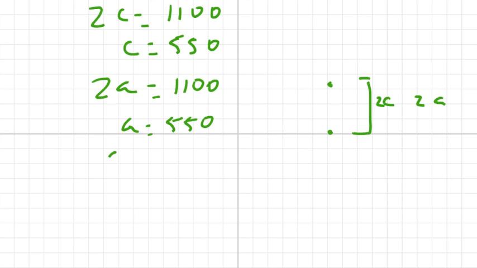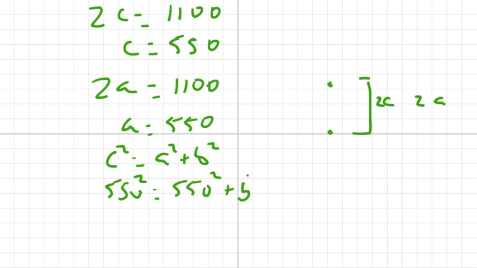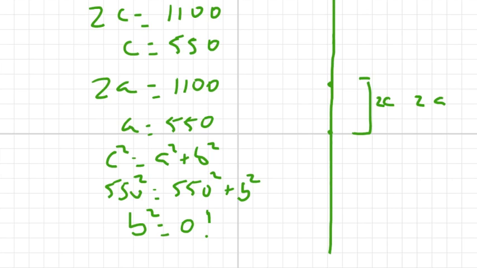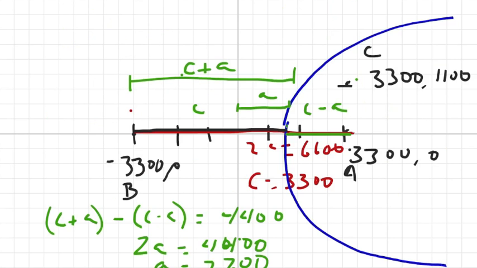Let's calculate b. c squared is equal to a squared plus b squared. Well, 550 squared is equal to 550 squared plus b squared, so b squared is equal to 0. What that says is that this hyperbola has no width, that the asymptote is a vertical line, which means that this hyperbola is actually just a vertical line. Instead of looking like a hyperbola, it's just a line. Now we can go back and find the intersection of the original hyperbola and this line. If we find that point, we know where the sound comes from.